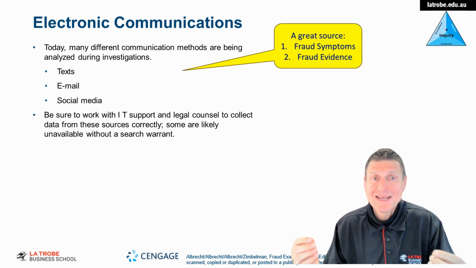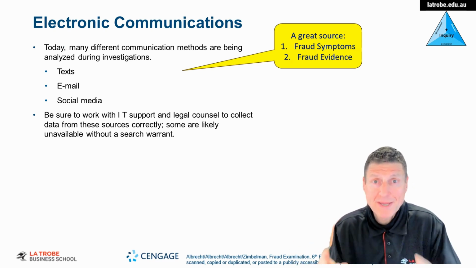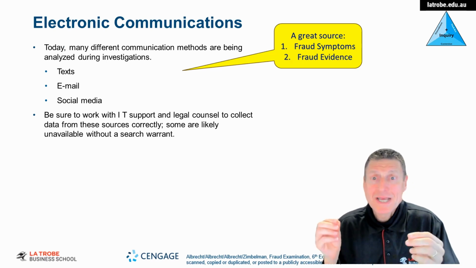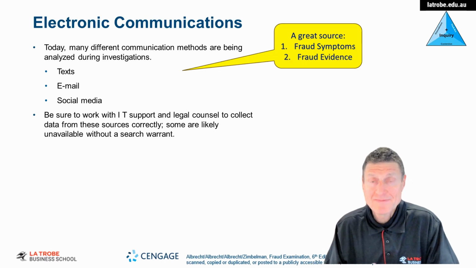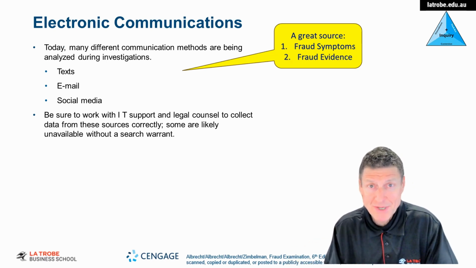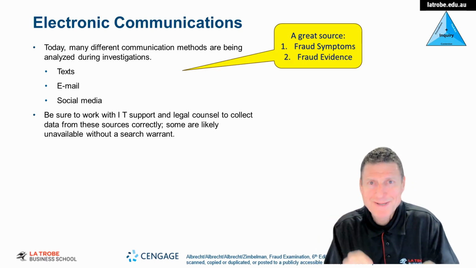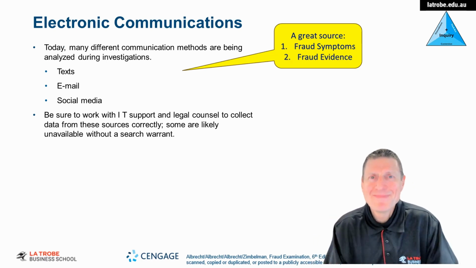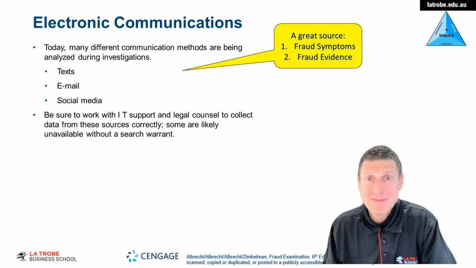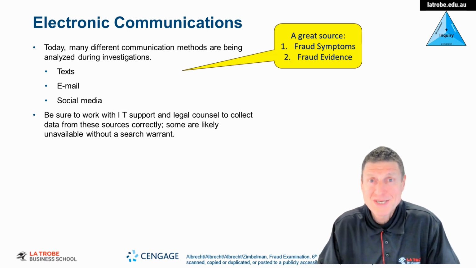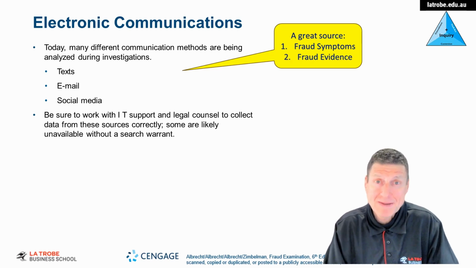Electronic communications: text, email, social media. Be careful what you put in social media, it is a great source of finding out fraud symptoms and fraud evidence. You can find out if someone has got a flash car, and that may be a symptom of extravagant lifestyle. So be careful if you post a picture of your latest Bentley or Lamborghini onto your Facebook, all right? People might be seeing that as an extravagant lifestyle, as a symptom of fraud. You don't want to give the wrong messages out there on social media. It's a great source of fraud evidence. So that finishes up this area.